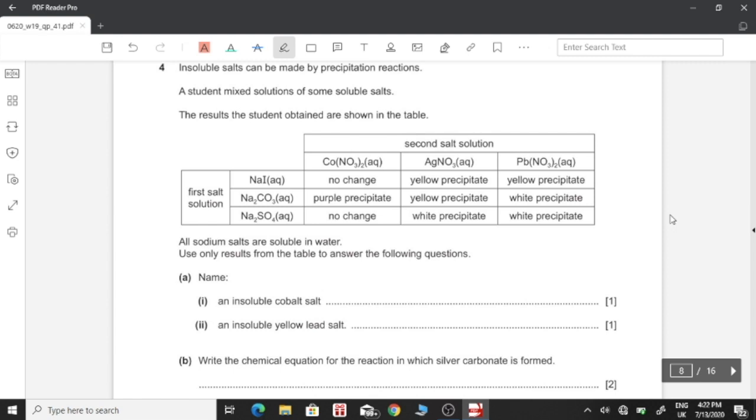A. Name an insoluble cobalt salt. Alright, so the only salt having cobalt precipitate here is this one, which is the purple precipitate, and to name them we are supposed to take the cobalt from here and then the non-metal ion, which is carbonate, over here. So this gives us the name as cobalt carbonate.